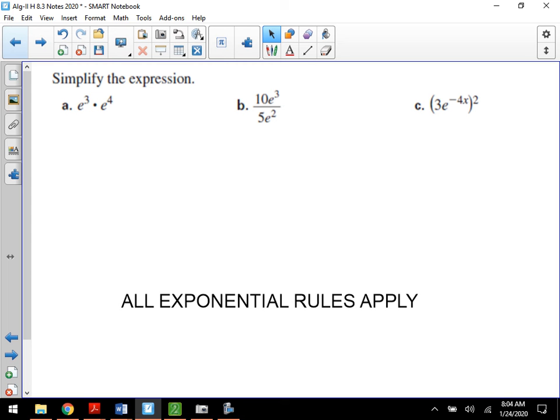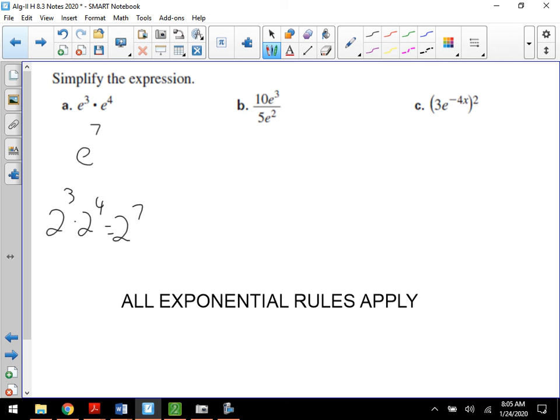Remember, e is just a value. If e cubed, you multiply it by e to the fourth, how many e do you have? 7. That's all this is. Treat this just like you would a variable. If you think of the e value as a number, wouldn't 2 cubed times 2 to the 4th be 2 to the 7th also? Yeah. Treat it the same way. We're not pressing buttons. We're not solving for anything. We're just combining, kind of like combining like terms for some of these things.